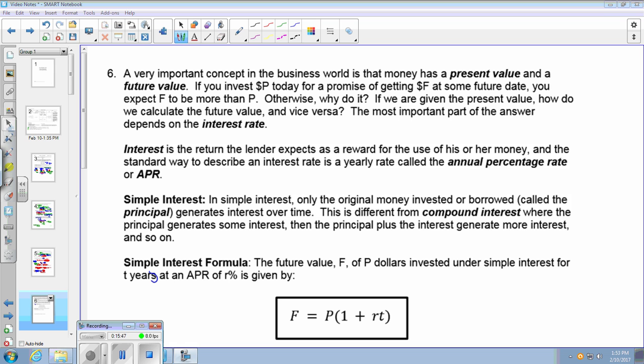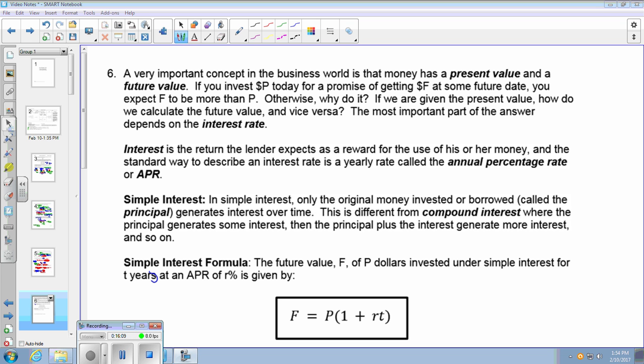Okay, number 6. A very important concept in the business world is that money has a present value and a future value. If you invest P dollars today for a promise of getting F dollars at some future date, you expect F to be more than P. Otherwise, why do it? So if we're given the present value, how do we calculate the future value and vice versa? The most important part of the answer depends on the interest rate.